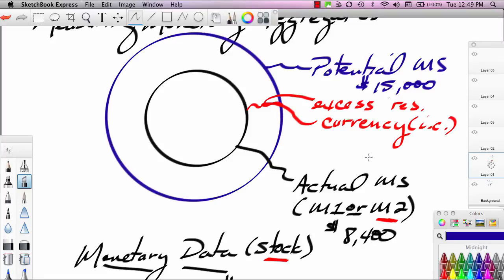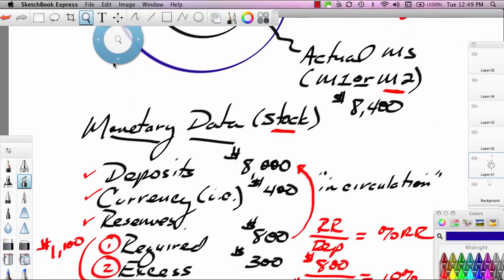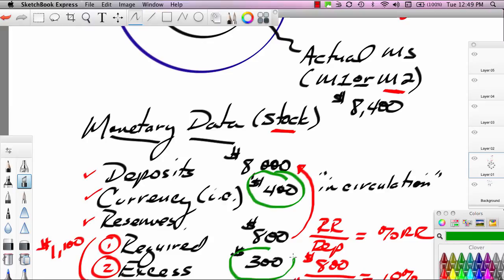And we can see that must be caused because banks are holding excess reserves and because people are holding currency. Well, if we scroll down and look at our data, that's exactly what we see. People are holding $400 in currency and banks are holding $300 in excess reserves, and that is causing the actual money supply to be smaller than what it can potentially be. Now, the question that will jump into your head, if it hasn't already, is, well, 400 and 300 is 700. There's a much bigger difference between 8,400 and 15,000 than 700.